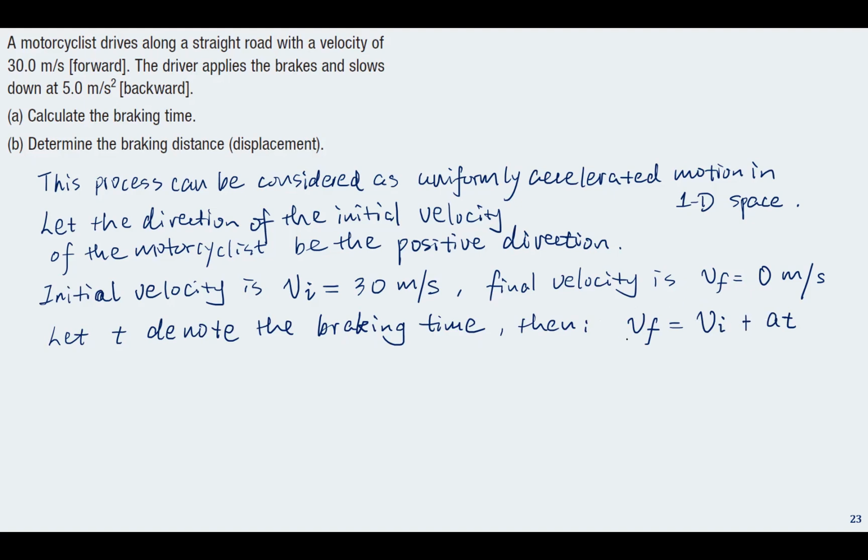Also note here, all these variables should be vectors, okay? They have the symbol, either positive or negative, in front of each quantity. So that gives us, we know the final velocity is 30. Initial velocity is 0, plus a is unknown.